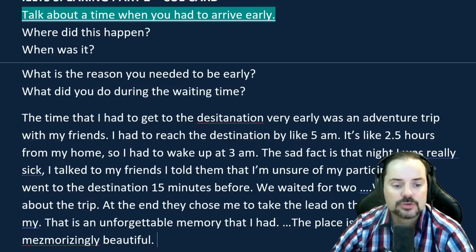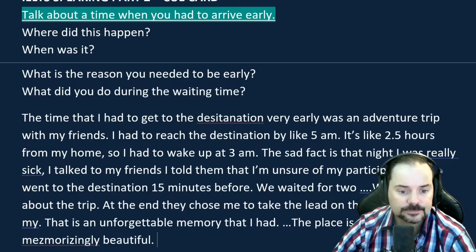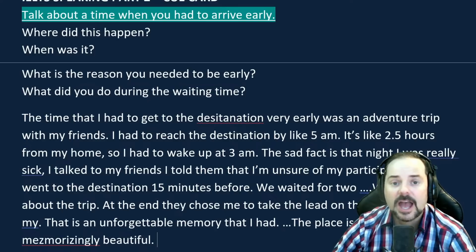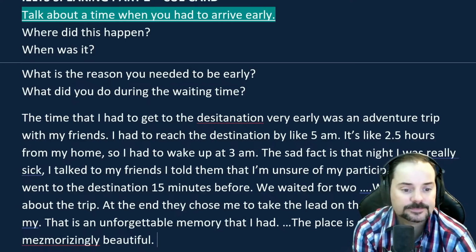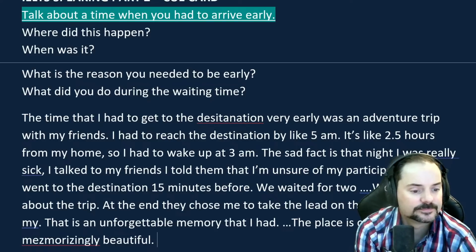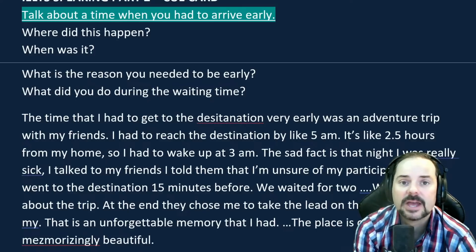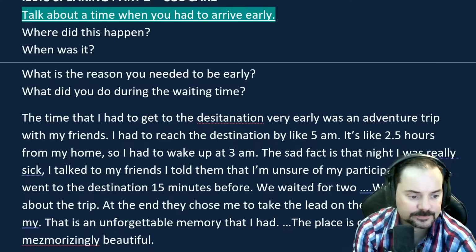Just repeat after me. You said choose instead of chose here. So, in the end, they chose me to take the lead on this trip since I was punctual and I had figured out the navigation. In the end, they chose me to lead the trip because... I had been punctual and I had figured out the navigation. I had figured out the navigation, right, sir? I had figured out, not had been, just had. Yes. I had figured out the navigation.